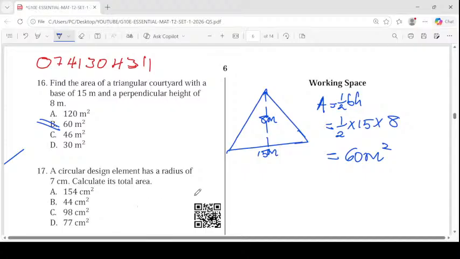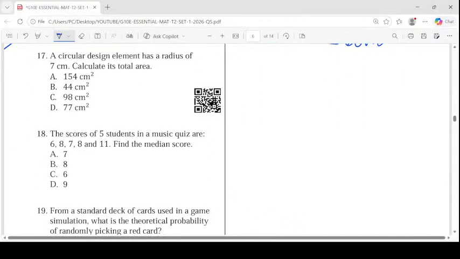Let us look at the next question, question 17 of the paper. A circular design element has a radius of 7 centimeters, calculate its total area. So it's a circular design with a radius of 7 centimeters. Then they want the area.